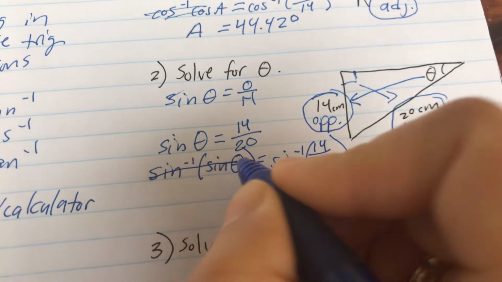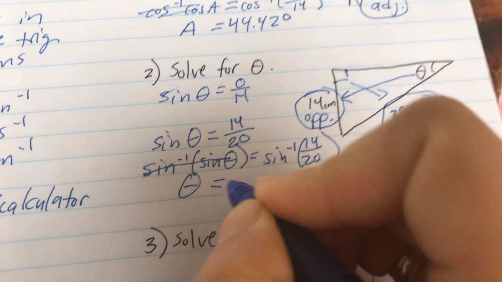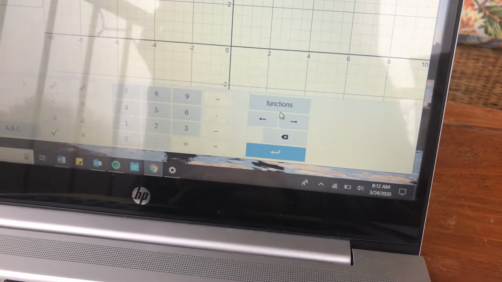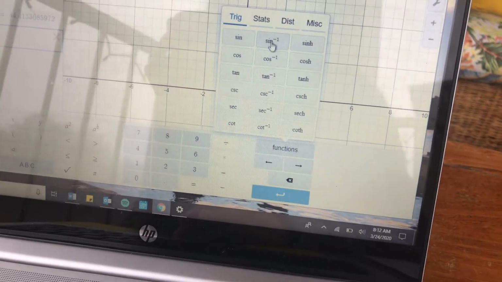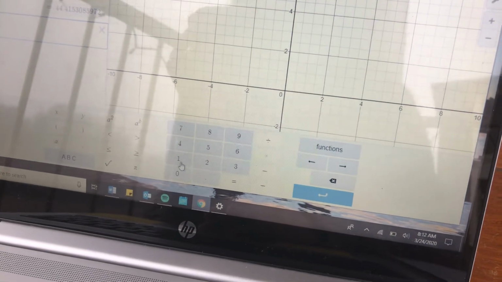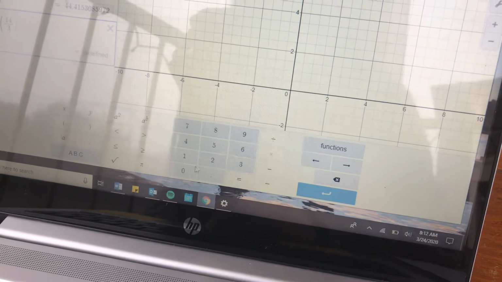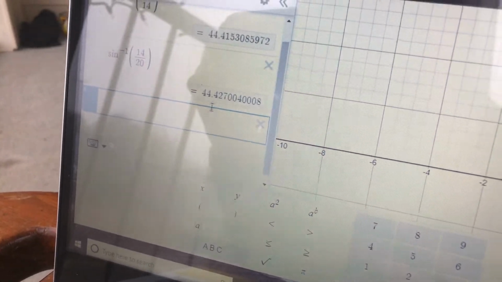Okay, so this cancels out, so I'm left with theta. I'm going to go to my calculator to plug this in. So again, go to functions, inverse sine, 14 divided by 20, hit enter, and I got 44.43 degrees for that one.